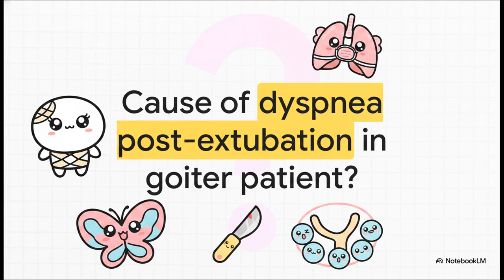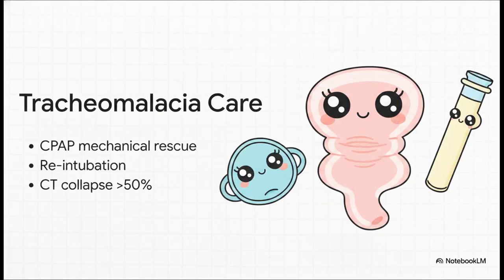A 50-year-old female patient having a huge multinodular goiter for the past 14 years underwent a total thyroidectomy. Just after extubation, the patient developed dyspnea with visible supraclavicular and intercostal retractions. What is the most likely cause of the patient's respiratory distress? A. Tracheomalacia, B. Tension hematoma, C. Right recurrent laryngeal nerve palsy, D. Injury to parathyroid glands, or E. Superior laryngeal nerve palsy. The correct answer is A.